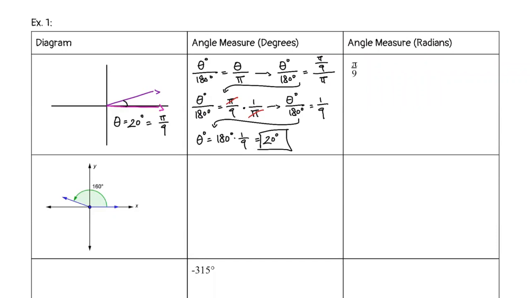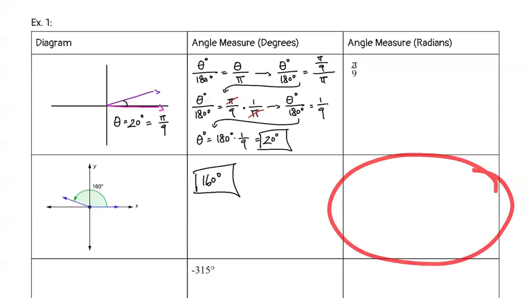From our diagram, what information do we have that we want? Yeah, exactly. We have 160 degrees, right? We have the degree measure. And so it is literally just writing 160 degrees in the degree box. That is it. So then the work really here is in finding the angle measure in radians, right?